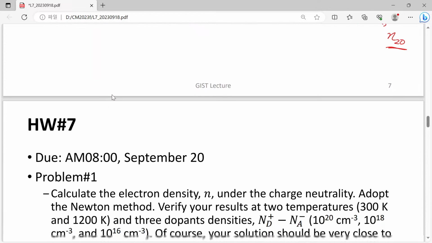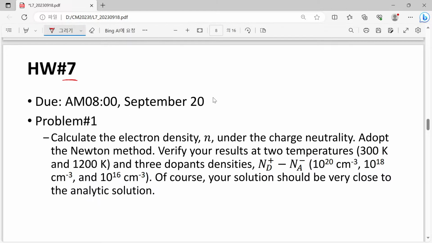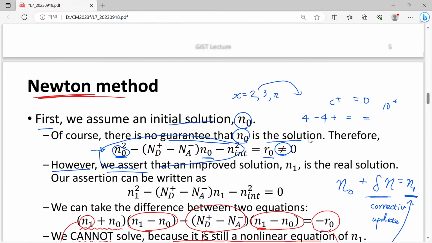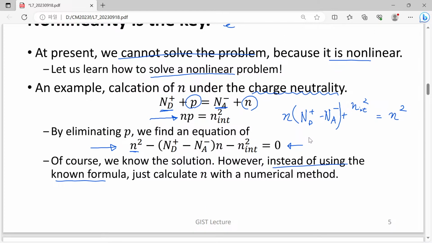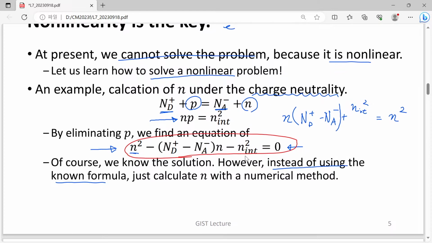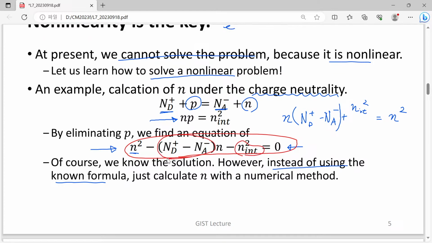Okay, so now you have your homework number 7, and please do it by this Wednesday. Only that this is the next lecture. Calculate the electron density under the charge neutrality condition. I mean that please solve this equation. That is my homework. Of course, you must know what the intrinsic carrier density is and what the net dopant density is.